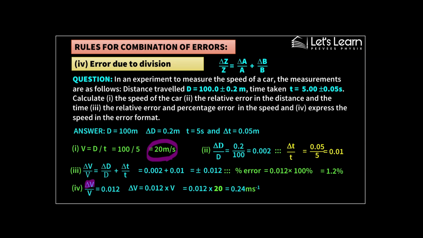So this is the absolute error in calculating speed. And how do you express the final result? The calculated speed 20, plus or minus 0.24.